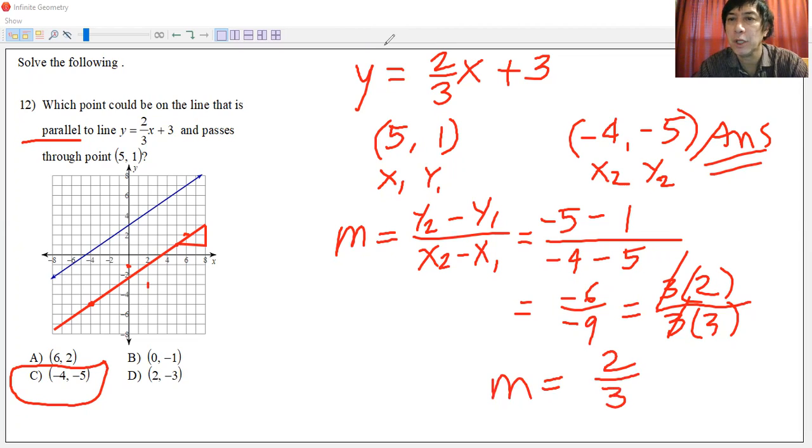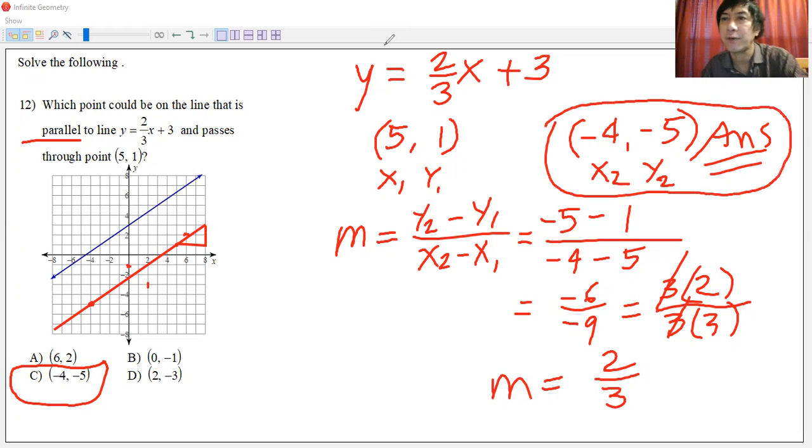That means this point here satisfies the slope of 2/3, combining it with 5, 1. And so that's the right answer, -4, -5. So that's one way to verify the answer. All right, so that will be for our last number.